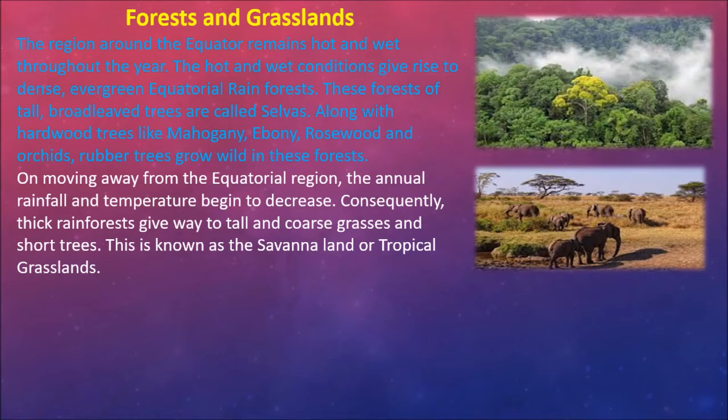On moving away from the equatorial region, the annual rainfall and temperature begin to decrease. Consequently, thick rainforests give way to tall and coarse grasses and short trees. This is known as savanna land or tropical grasslands.